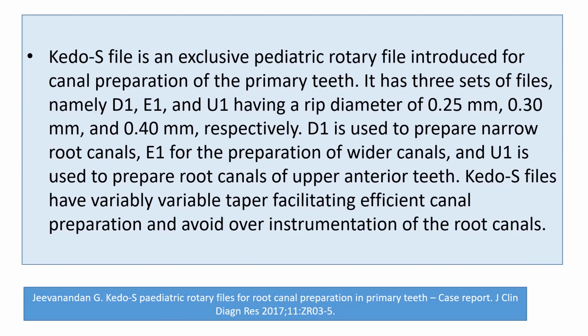Kedo-S file is an exclusive pediatric rotary file designed for canal preparation of primary teeth. It has three sets of files, namely D1, E1, and U1, having a tip diameter of 0.25, 0.3, and 0.4. D1 is used to prepare narrow root canals, E1 for preparation of wider canals, and U1 is used to prepare root canals for upper anterior teeth.